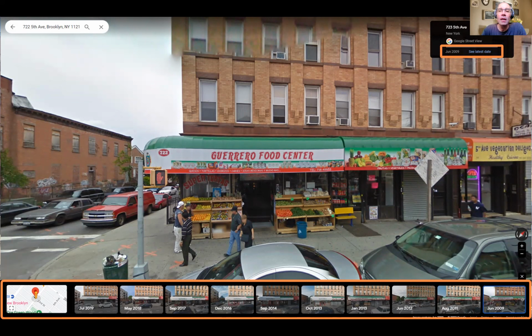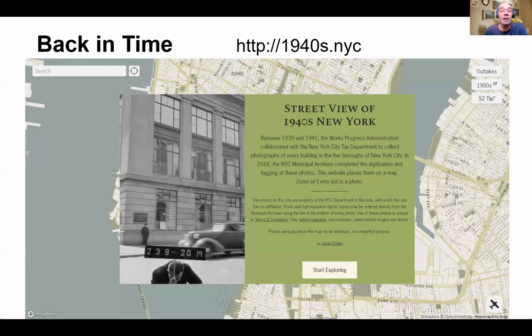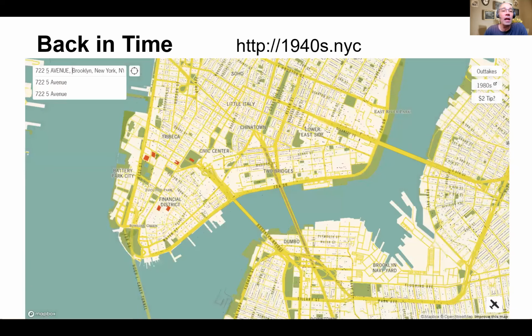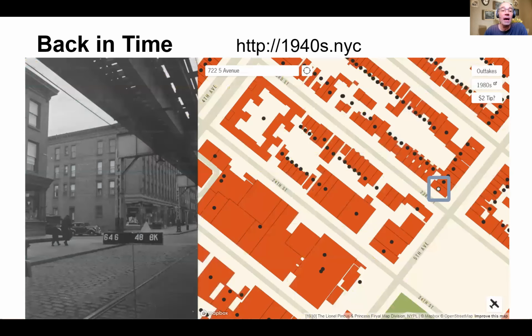So how can I go further back from that? Well, for that, specifically in the area of New York, I have a website called the 1940s, and this allows me to see any place in the New York area. I only need to write down the address that I'm interested in. I will see then on the screen a map with the exact location.